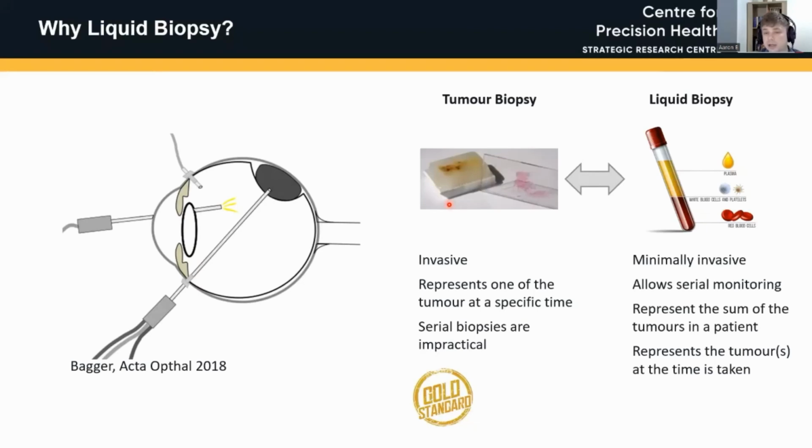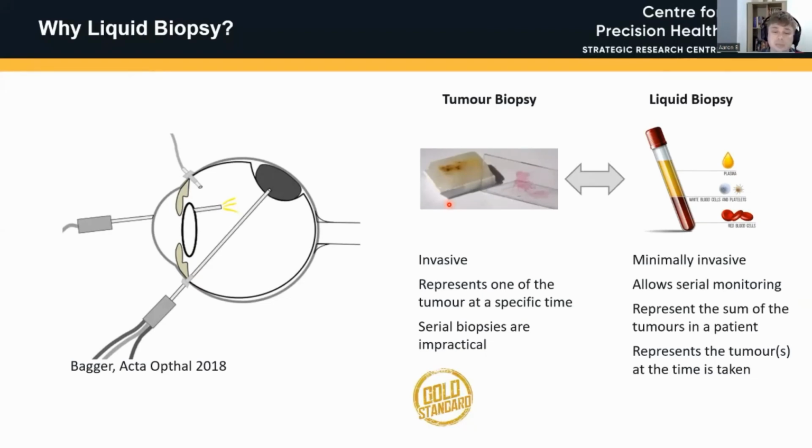So for example, if you take a fine needle or a core biopsy, you're only sampling a very small proportion of that disease. And serial biopsies are quite impractical. On the other hand, liquid biopsies are generally minimally invasive. So for example, think of a venipuncture on your forearm. You can serially monitor using a liquid biopsy. So for example, you can take a blood test every couple of weeks if you wanted.